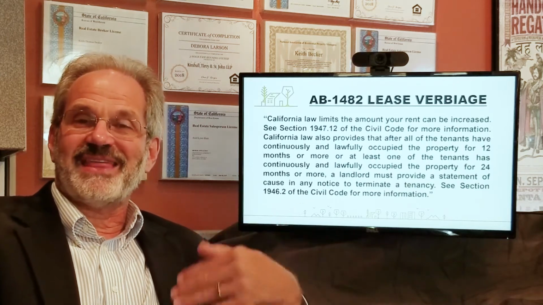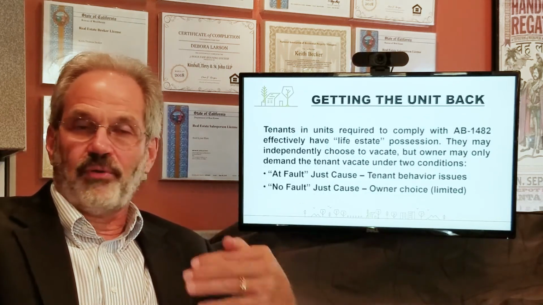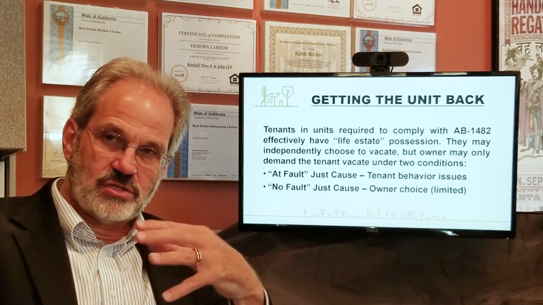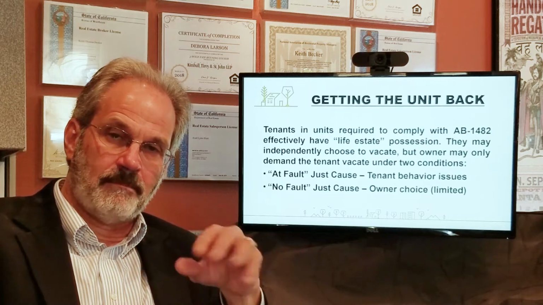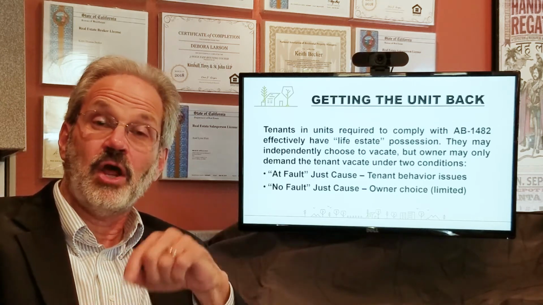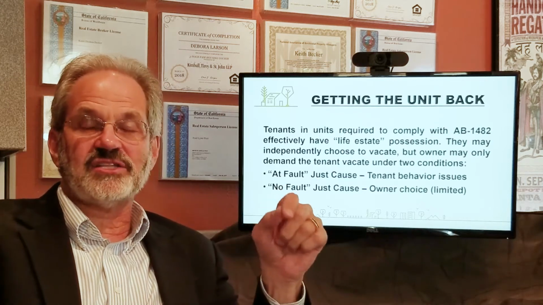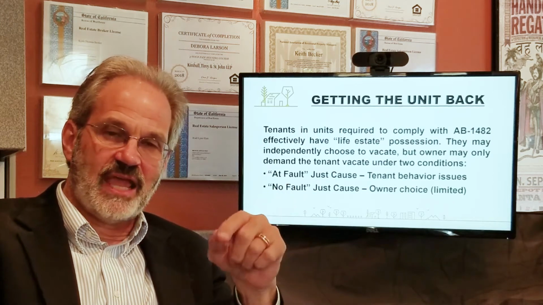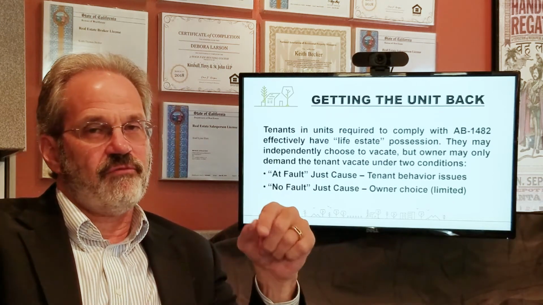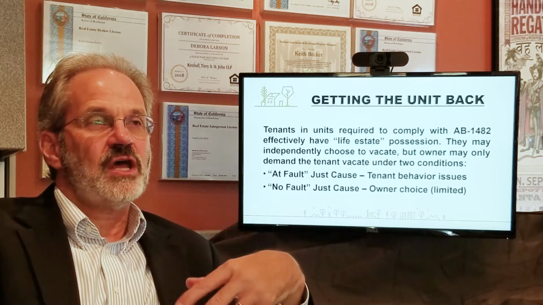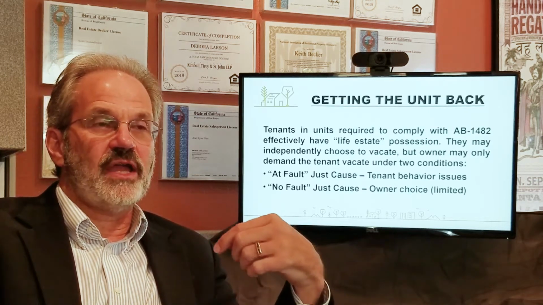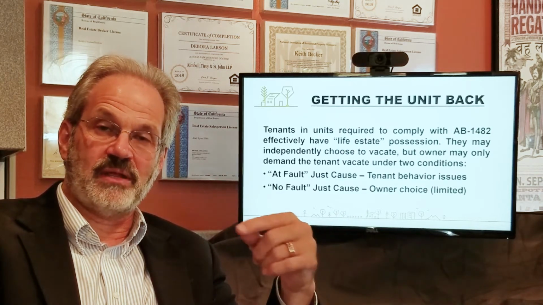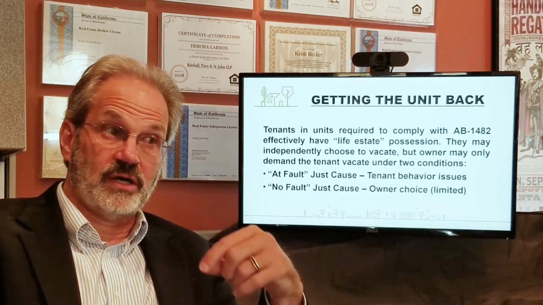So, if you've got a property that is not exempt, how do you get the property back? There are 2 reasons and 2 major categories by which you might be permitted to get the property back. There is the concept of at-fault just cause, which is tenant behavior issues, and then there is no-fault just cause, which is a limited number of reasons why an owner might unilaterally be permitted to decide that they want the property back. Both are very short lists.